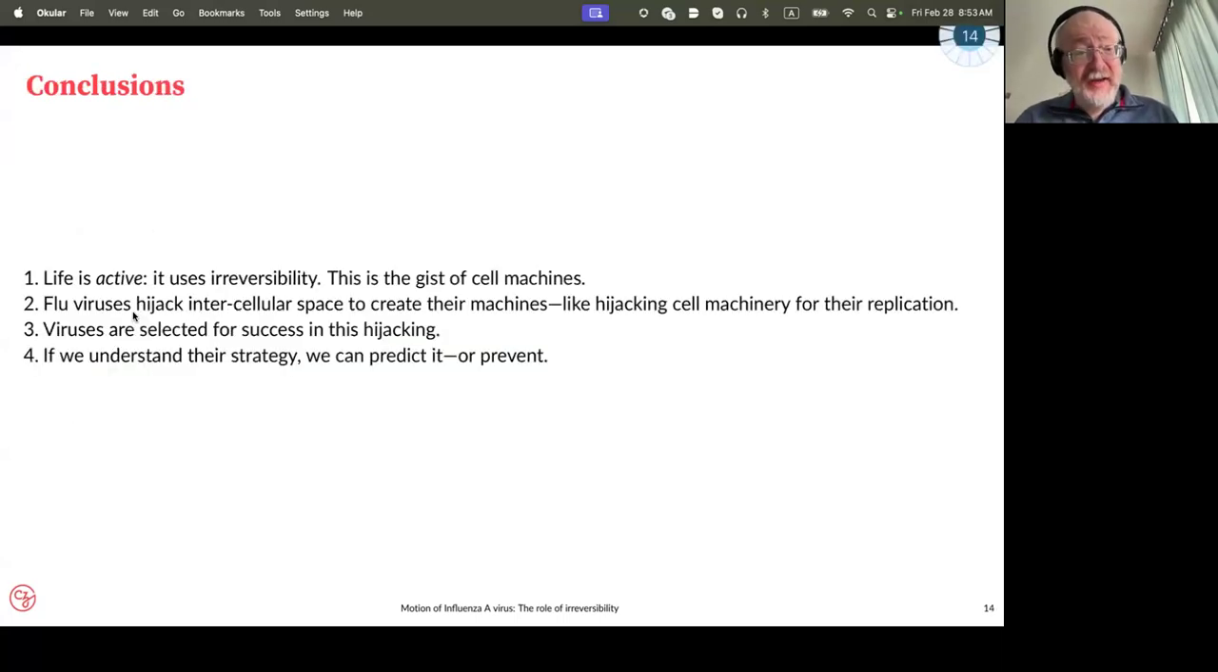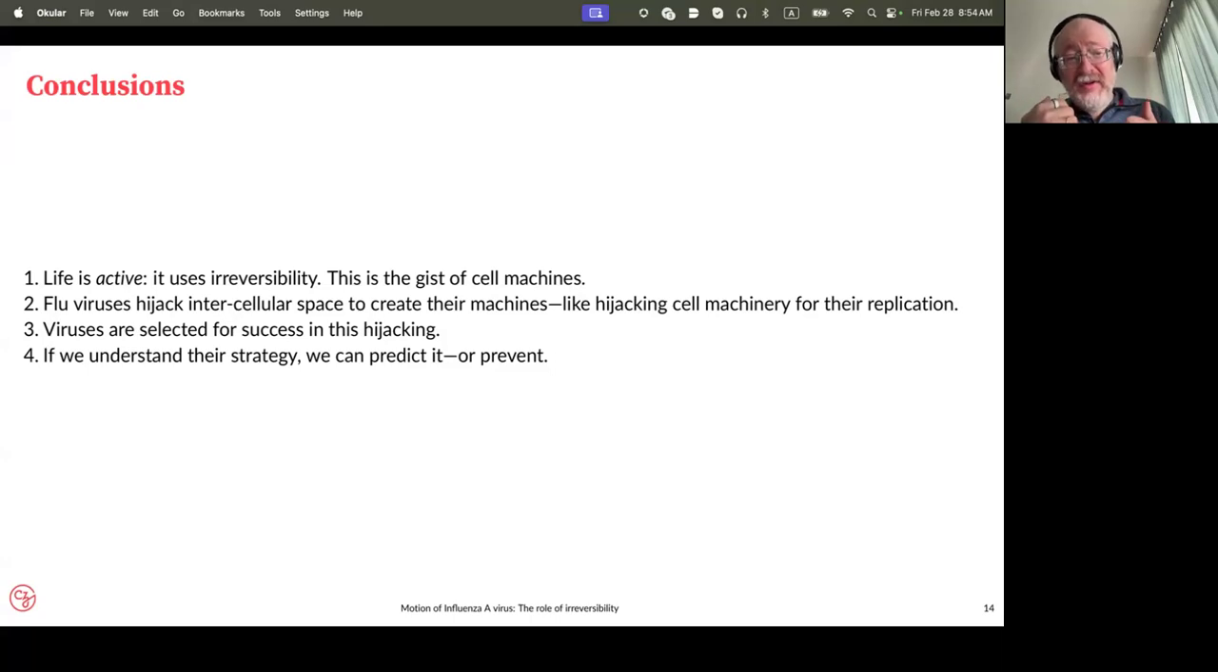So basically, here are our conclusions. The first thing is that life is an active process. It's an irreversible active process. You need to burn fuel to live. And life is cell machines which are irreversible and active.